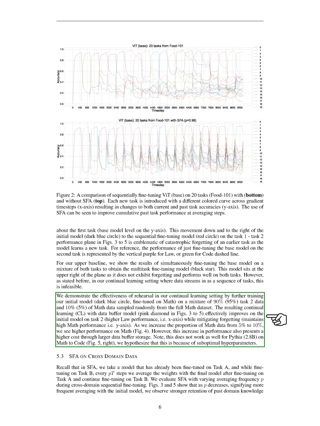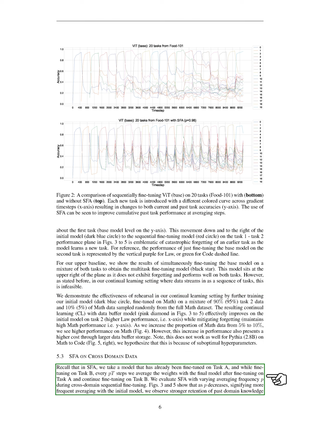Section: SFA on cross-domain data. In this section, we discuss SFA, which stands for Sequential Fine-tuning Averaging, applied to cross-domain data. We start with a model that has been fine-tuned on task A and, while fine-tuning on task B, we average the model weights every certain number of steps, denoted as PT.